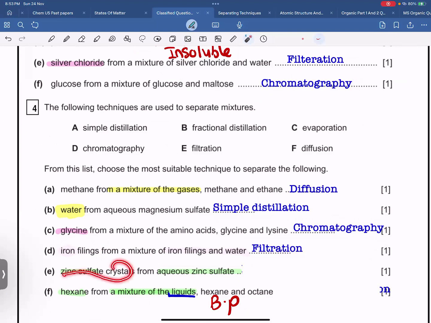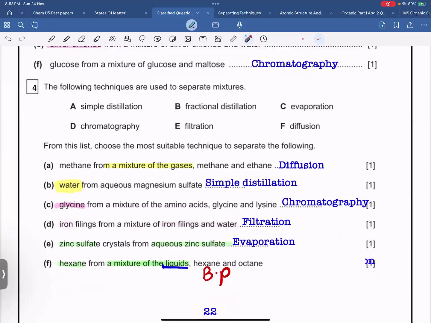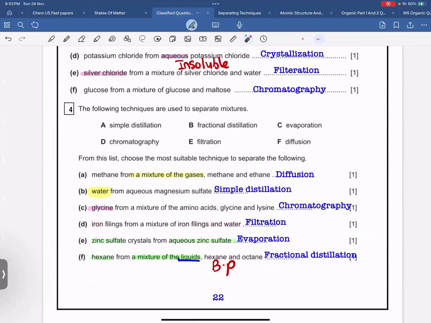Zinc sulfate crystals from aqueous zinc sulfate, meaning zinc sulfate already dissolved. So just to obtain it again as a solid, use evaporation or crystallization, the same meaning. Hexane from a mixture of liquids, using fractional distillation, for a mixture of liquids.